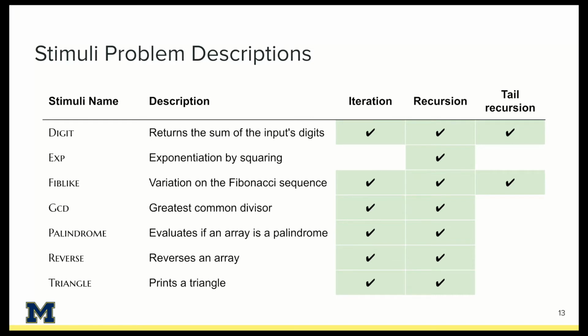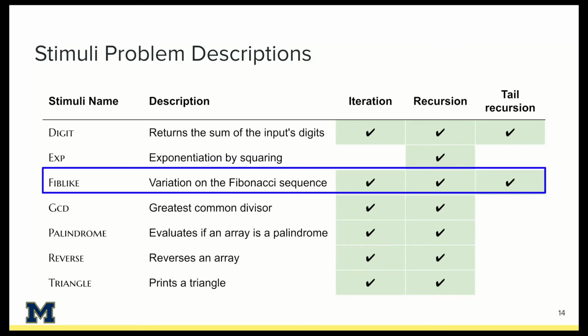I also want to draw your attention to the tail recursive column. For some of the tasks, our default single function recursive implementation was not tail recursive. When possible for such programs, we included an additional explicitly tail recursive framing implemented with a helper function.